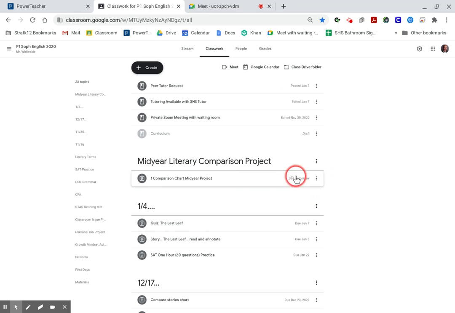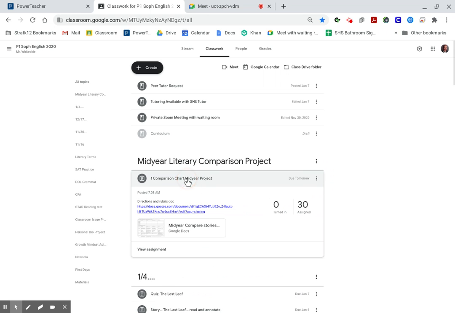Okay, there goes the video. And we're doing this comparison chart for the mid-year project. Your comparison chart looks something like this.